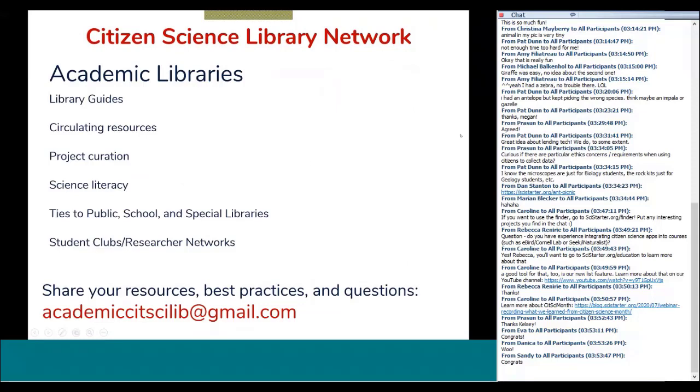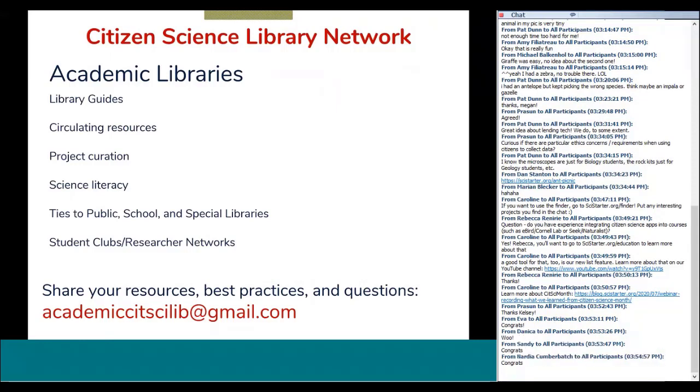So back to the citizen science library network. We are working on this national, I hope, community of practice. And you've heard from our previous speakers about how citizen science can work in the university. Some of the things that we went over: items circulate, you can do project curation from SciStarter or other sites, building in science literacy, ties to public school and special libraries, student clubs and researcher networks.